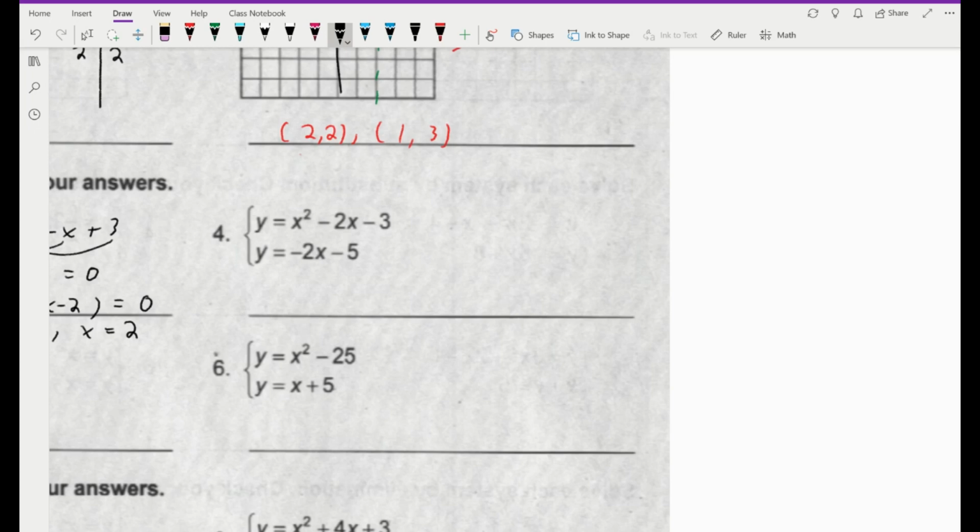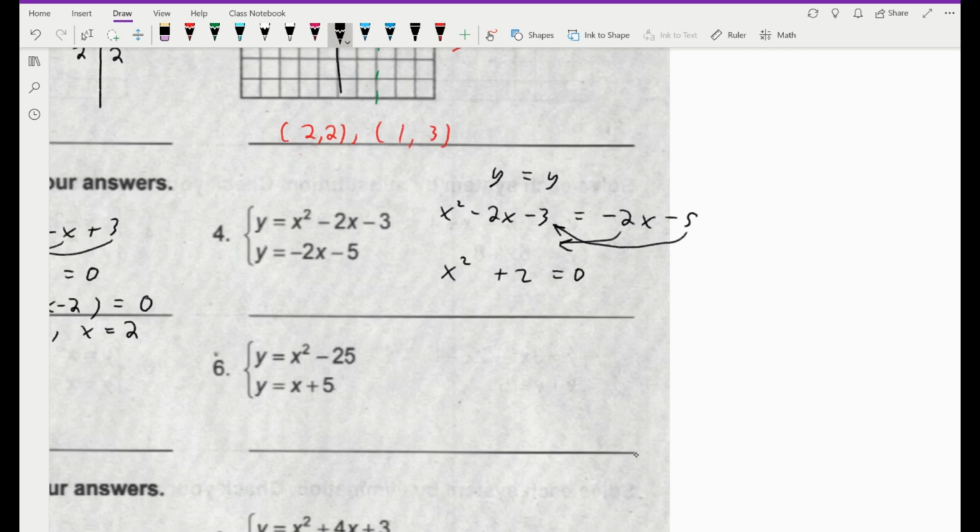We're going to set again y equal to y. So we have x squared minus 2x minus 3 is equal to minus 2x minus 5. Now we're going to move everything over to the right again. So we'll get x squared. If we add a 2x to a negative 2x, we'll get a 0x. And we're going to add 5 to both sides, and we'll get a plus 2 equal to 0.